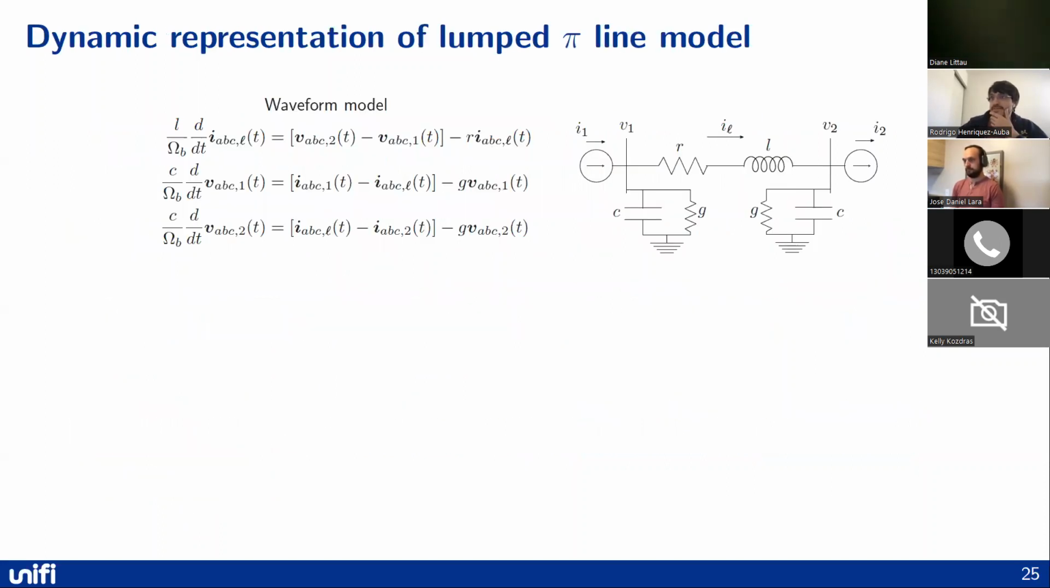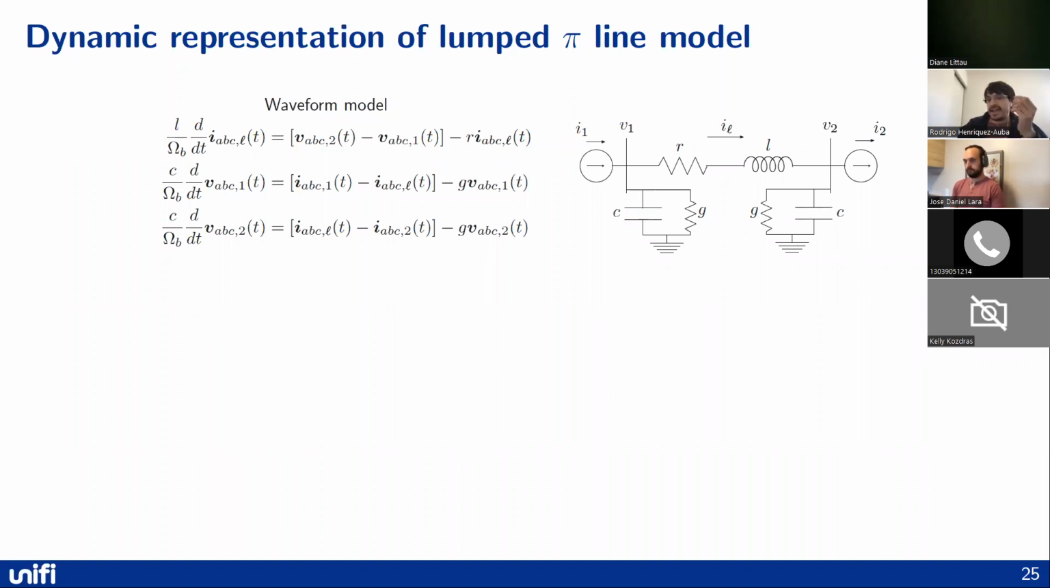So yeah, this is the example that I want to introduce. I present a line as a lumped pi model with some differential equation representation in per unit that can be used in a waveform simulation model. The numerical integration substitution will most likely be done using the trapezoidal rule to include these equations in the simulation.